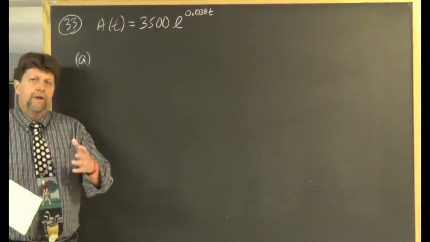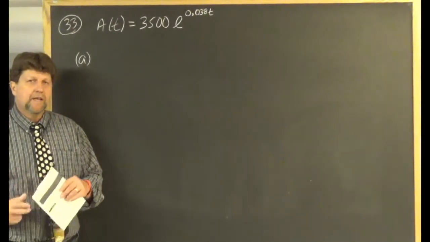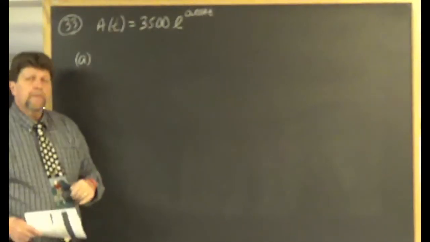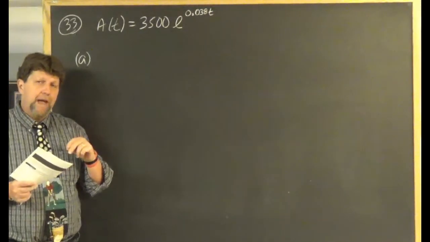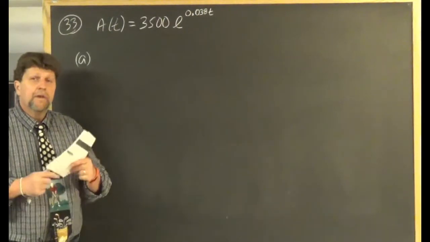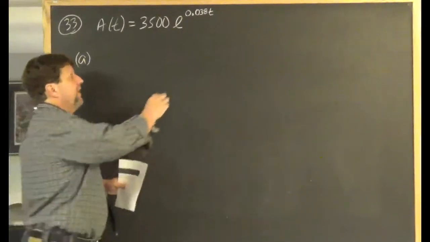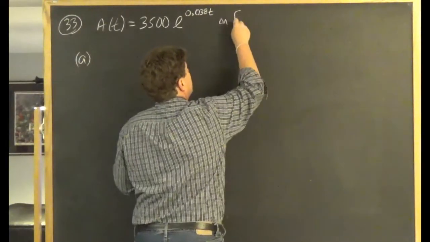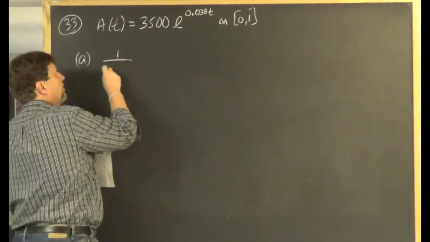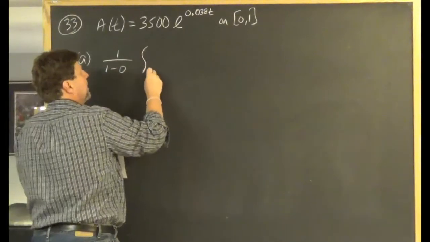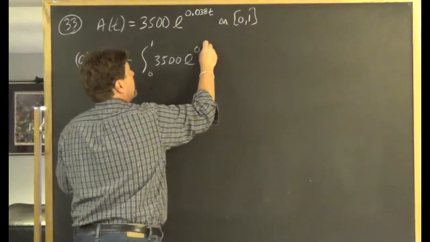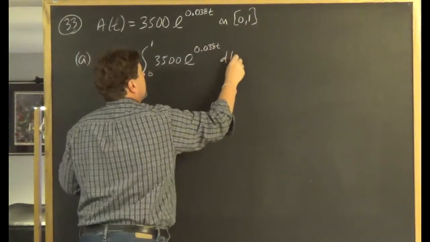All right, 33, you have the book, you see all the words, etc. I went ahead and wrote down the continuous compound interest function. That's what it is. And let's see, we were asked to find the average balance over the first year. So what's the average balance in the account over the first year? So what we need to do is, we're finding the average value of this function, technically on the interval 0 to 1. So that would be 1 over b minus a, integrate from 0 to 1, 3,500 e to the 0.038t dt.